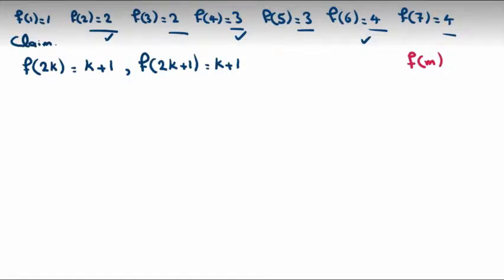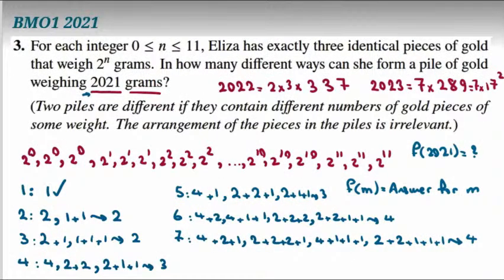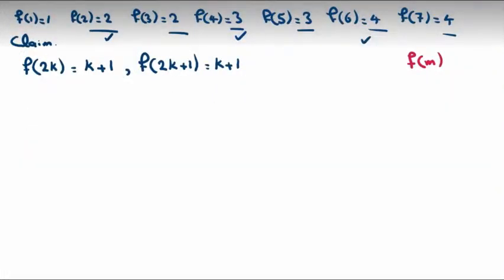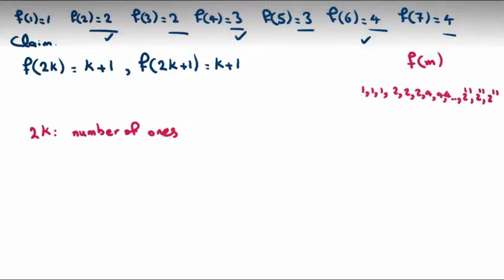And also we have some weights: 1, 2, 4, 8, up to 2 to the 11. So if I want to create 2k, I can use some ones, some twos, some fours, up to 2 to the 11. Because we want to create 2k and 2k is even, and all these weights are even except 1, I can only use an even number of ones. So the number of ones can be 0 or 2.